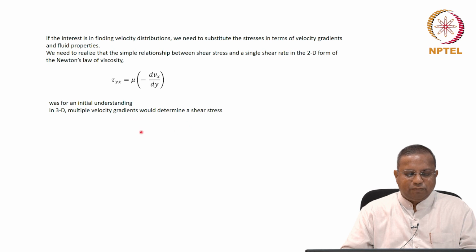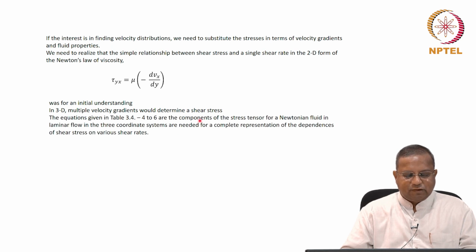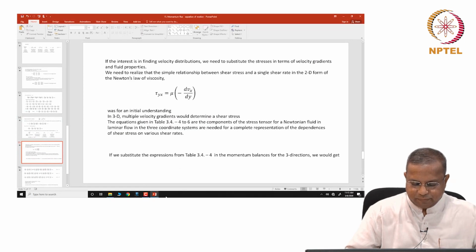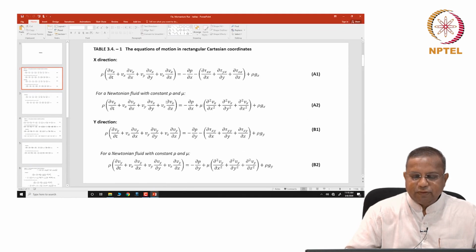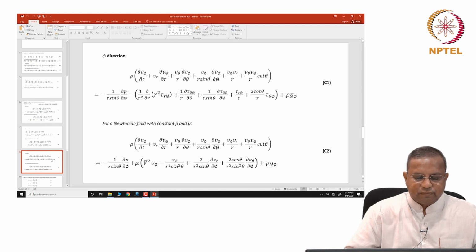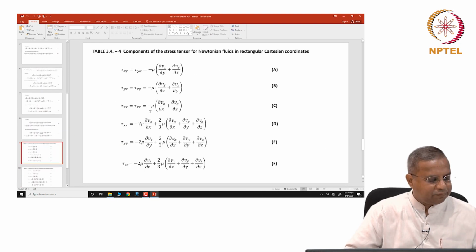In 3 dimensions, the multiple velocity gradients would determine a shear stress, as I just mentioned, and the equations given in table 3.4-4 to 6 are the components of the stress tensor for a Newtonian fluid in laminar flow in the 3 coordinate systems. So let's look at 1 coordinate system to understand that. I'll show you that. Here we go.